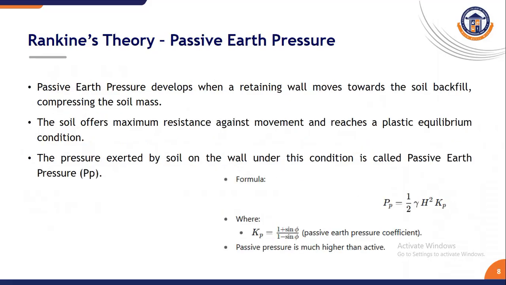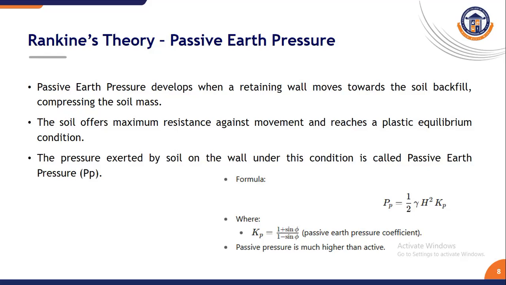Next one is Rankine's theory with passive earth pressure. Here the formula for passive earth pressure: Pp equal to 1 by 2 gamma h square Kp. Here Kp equal to 1 plus sin phi divided by 1 minus sin phi, but in the active earth pressure it is 1 minus sin phi divided by 1 plus sin phi. These are the differences. Here passive earth pressure develops when the wall moves towards the soil, pushing and compressing it. At this stage, the soil offers maximum resistance against the movement and reaches the plastic equilibrium condition. It is called passive earth pressure.